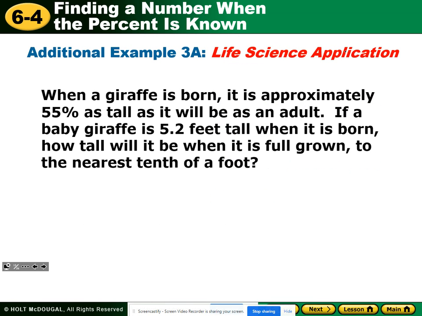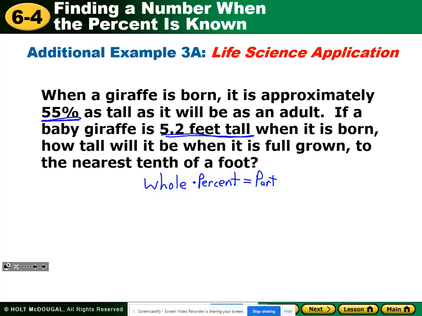All right. Now, let's flip the script. We're coming to you, right, Taylor? When a giraffe is born, it's approximately 55% as tall as it will be as an adult. If a baby giraffe is 5.2 feet tall when it is born, how tall will it be when it is full grown? I'm going to come back to my whole times my percent equals my part. What do you know, Taylor?